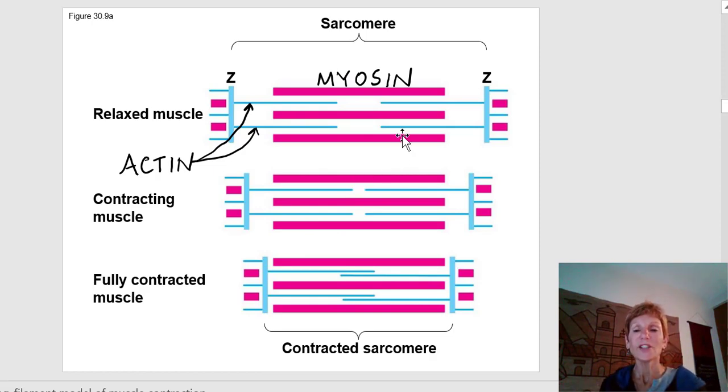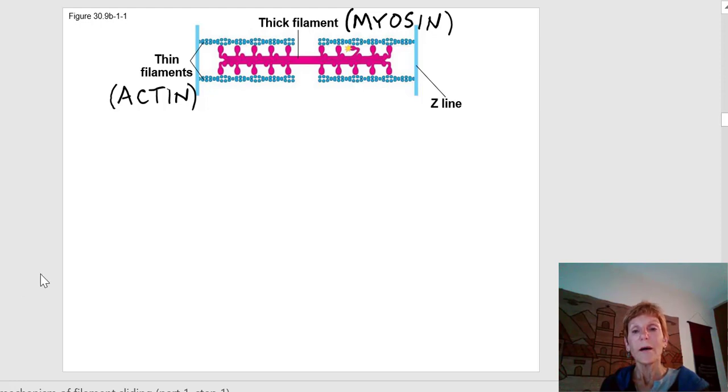We're going to look at this in more detail on the molecular level and what's really happening with that myosin and that actin. Here is another cartoon showing the same picture as before, myosin in this pink color and actin in the light blue. But now it's a little bit more detailed.